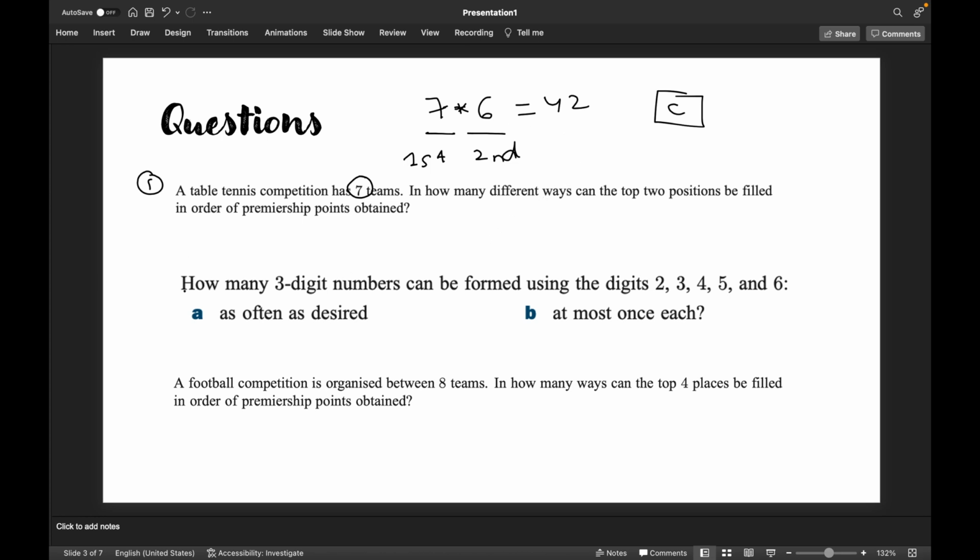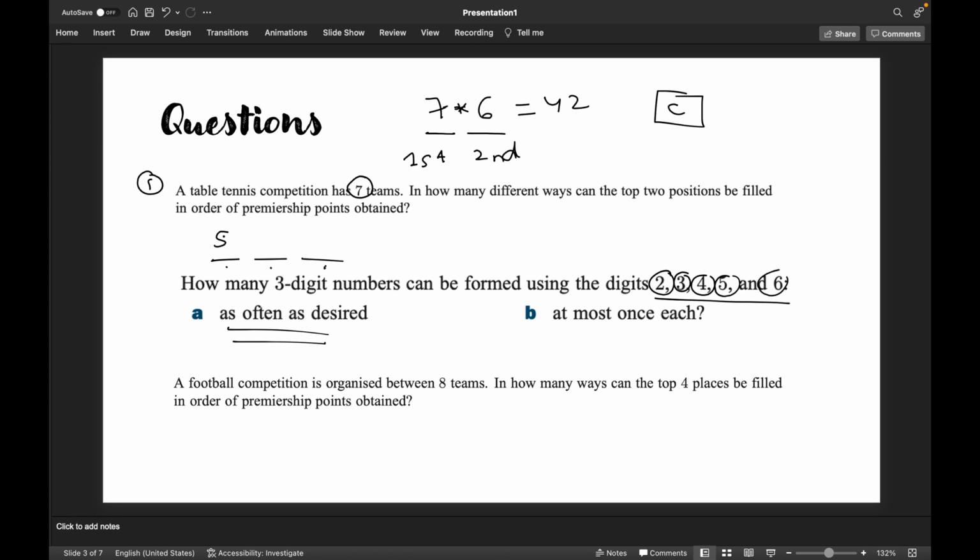And now let's look at the second one. How many 3-digit numbers can be formed using the following digits? Okay, let's draw this. This is the hundreds place, tens place, and the units place. So if we can use any of these 5 numbers as often as we desire, then the first place can be filled in 5 ways because, well, we have 5 numbers available.